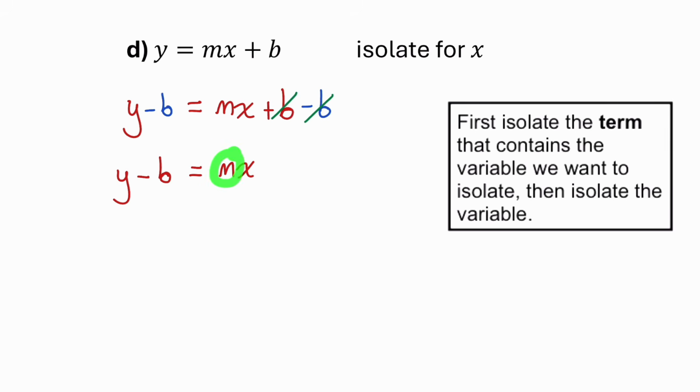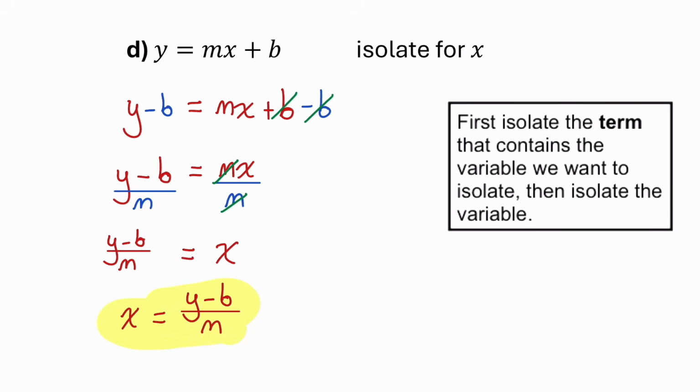Now the x is being multiplied by m. The inverse of multiplying by m is dividing by m. So I would have to divide the right side by m to get rid of it. But I also have to do that to the left side to keep the equation balanced. So on the right side, m divided by m is 1, so we can cancel those out, leaving me with only an x on the right side of the equation. So the x is now isolated. X is equal to y minus b over m. And I'll rewrite that with x on the left side. So there's my version of the formula with the x isolated. And we have 2 more to do.